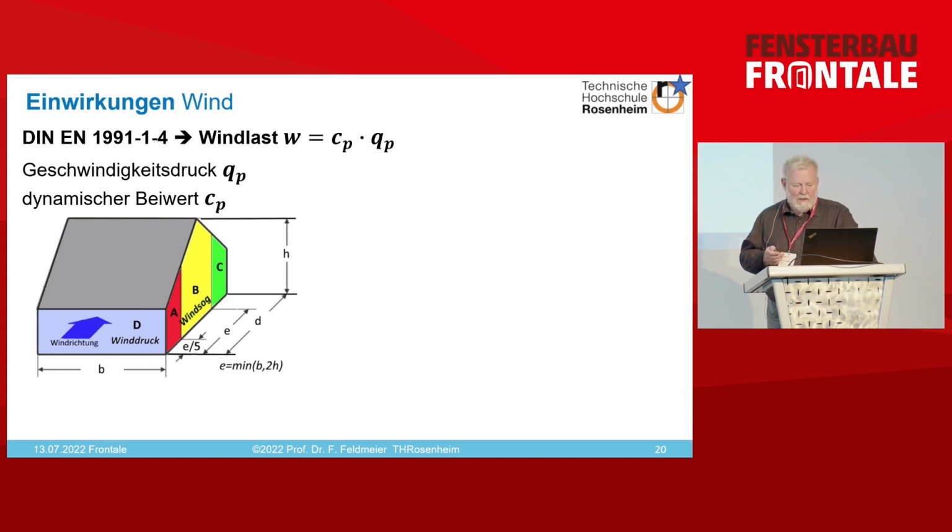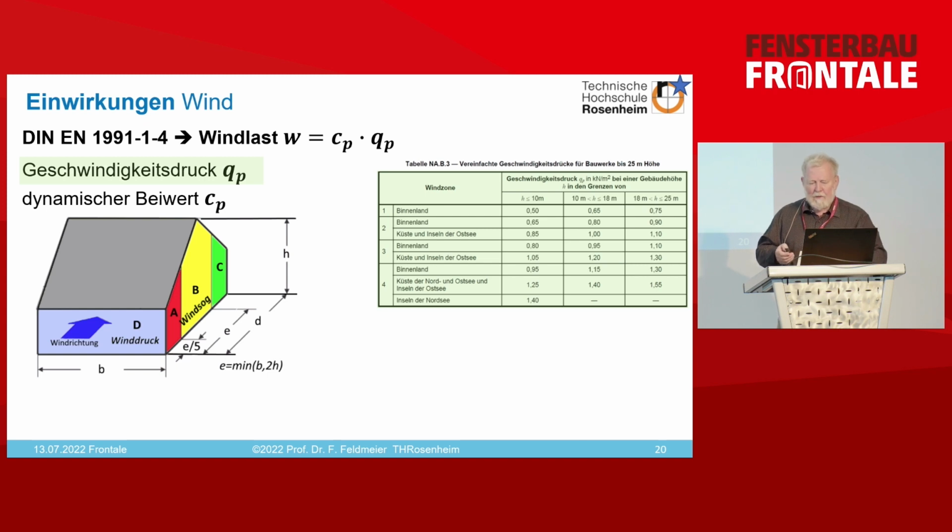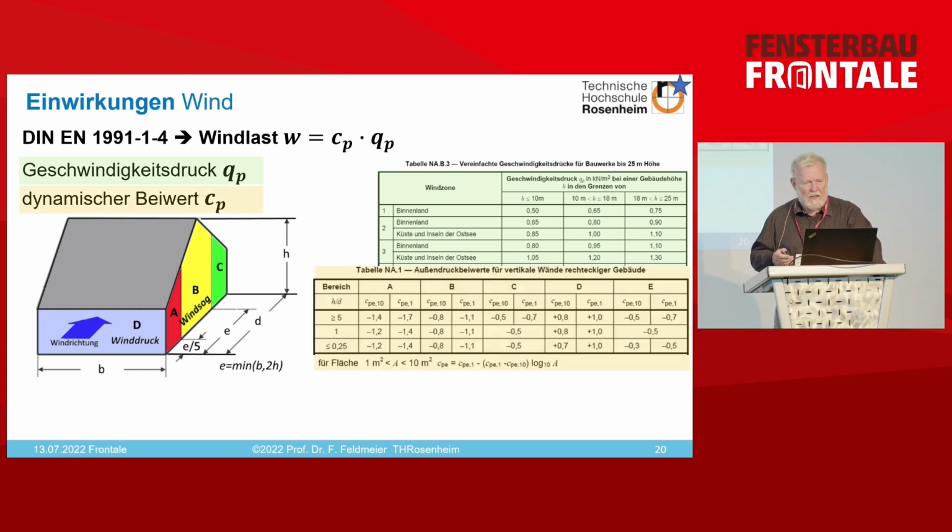So we have a new norm, 1991-1-4, that says that the wind is calculated by speed pressure, and that depends on the location. So whether you are in northern Germany or in Frankfurt or in Nuremberg, and then it also depends on what the building looks like and where it is in the building. So that would be A, B, C, and D, and there are tables for it. And I would say it's an independent thing.